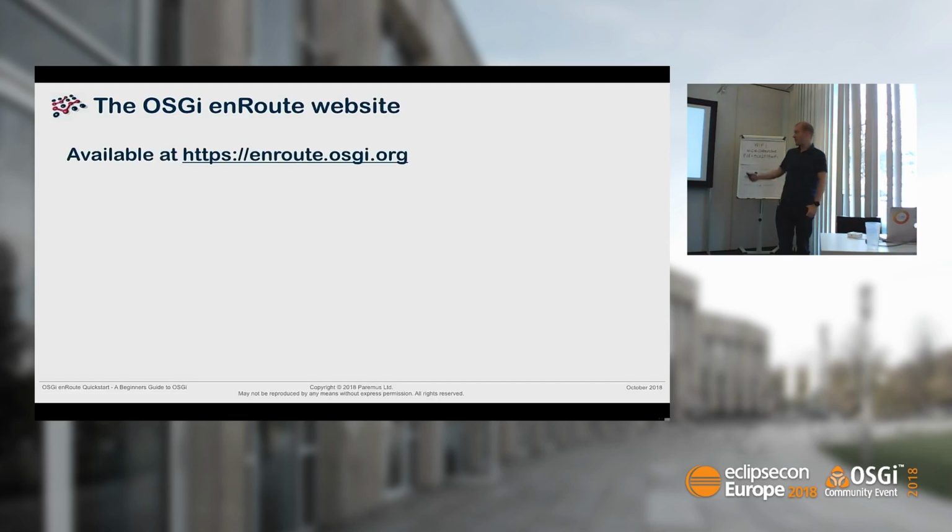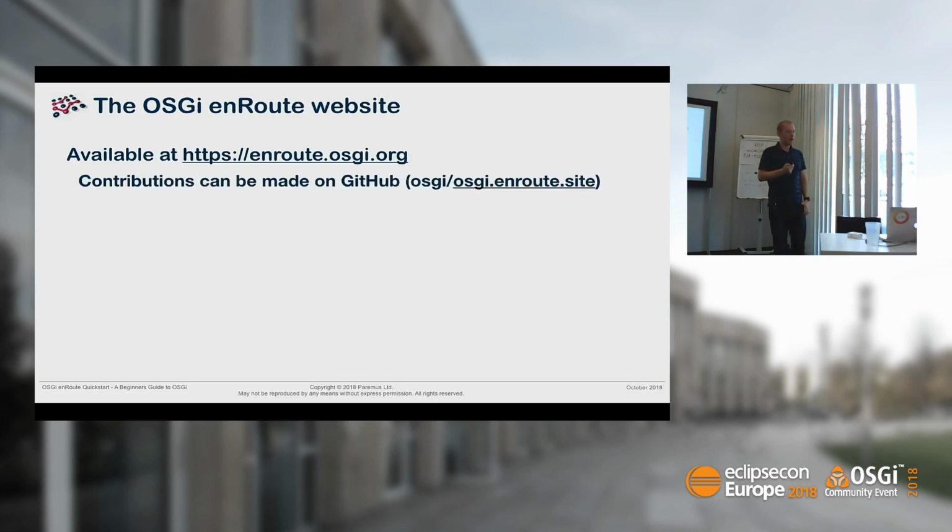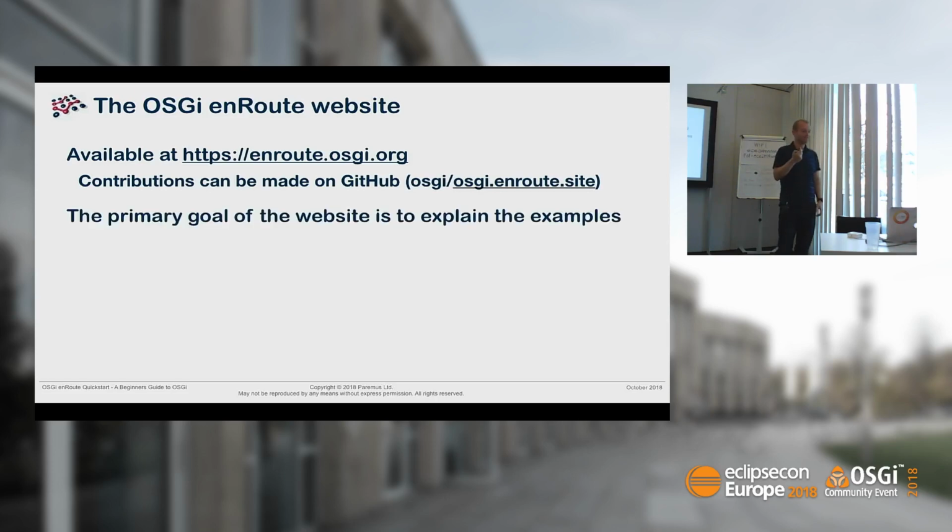Then the website is, unsurprisingly, available at enroute.osgi.org. It's a GitHub Pages site, so you can absolutely come and make contributions, make it better. This is supposed to be an open standards organization that's a community effort, so please, if you find something that you think is wrong or confusing, help us make it better.